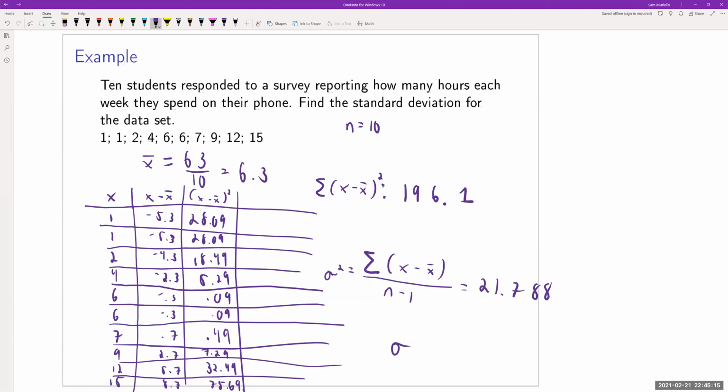And finally, we'll find the standard deviation, which is found by taking this entire value and taking the square root, which will give us 4.668.